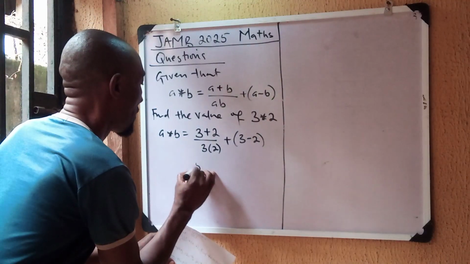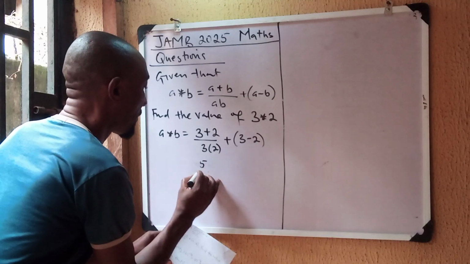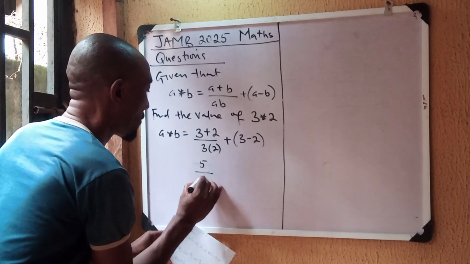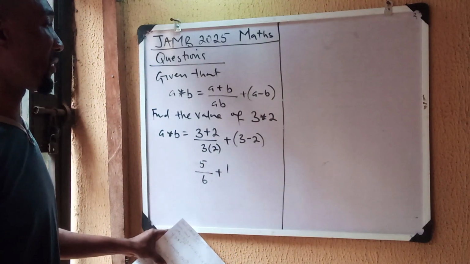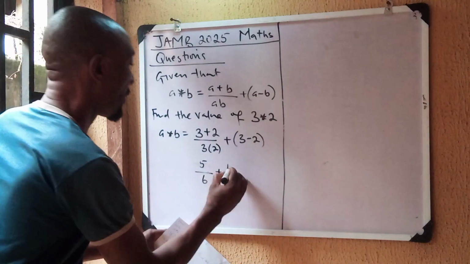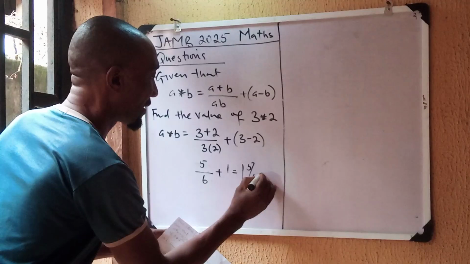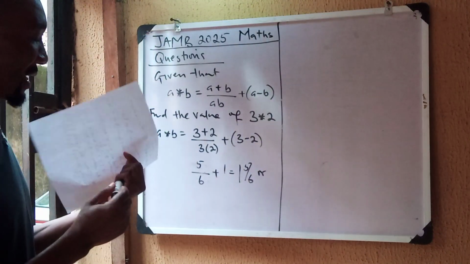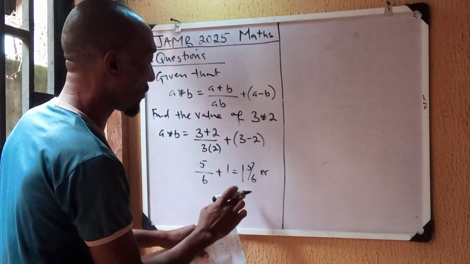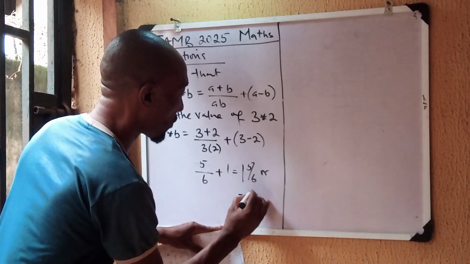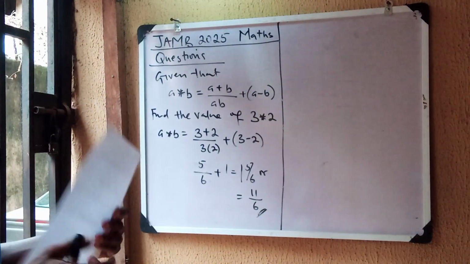So we have 3 plus 2, which is 5, all divided by 2 times 3, which gives you 6, all plus 3 minus 2, which is 1. So finally, what are we getting? 5 over 6 plus 1 gives you one whole number, 5 over 6. Or if you want to put it as an improper fraction, 6 times 1 gives 6, plus 5, so the answer becomes 11 over 6. I think it should be in the options as well.